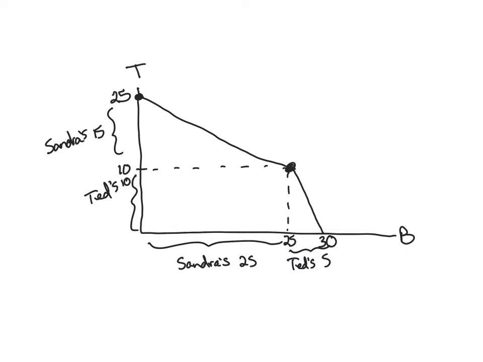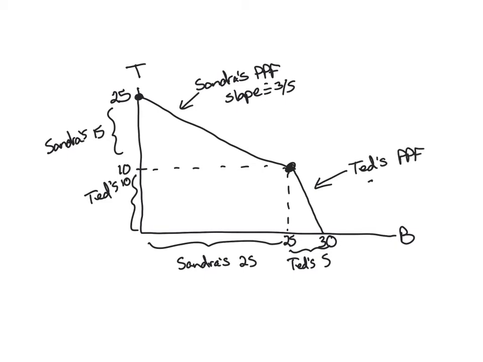Right? So again, this is Sandra's production possibility frontier with a slope of -3/5. And this is Ted's production possibility frontier with a slope of -2. Now notice the kink here. Again, this is the combination of 25 beers and 10 tacos.